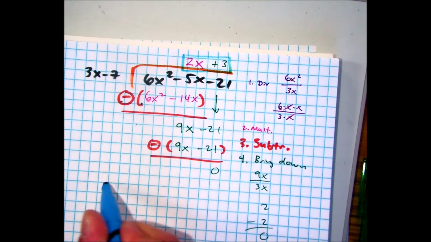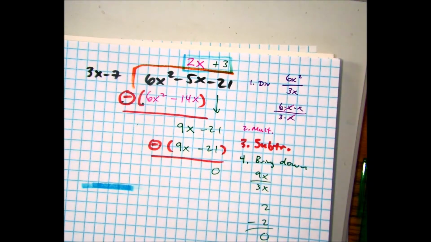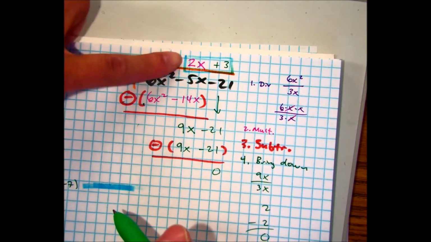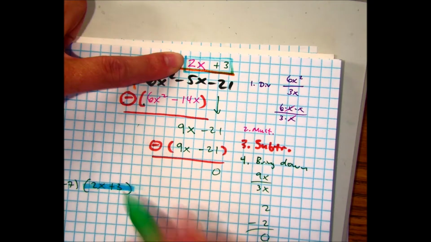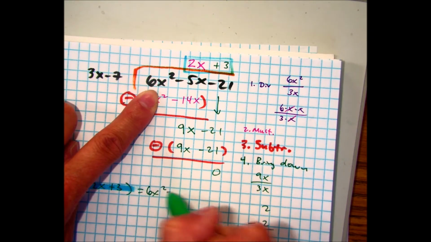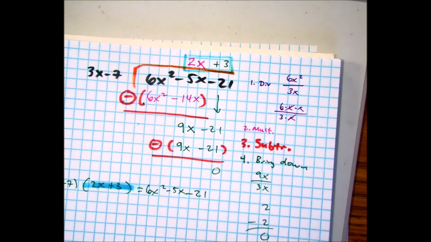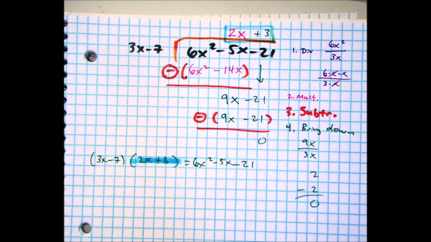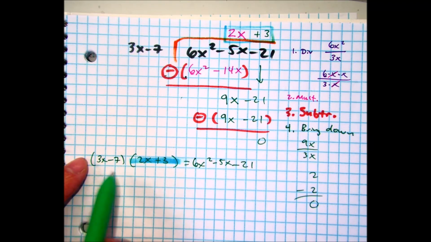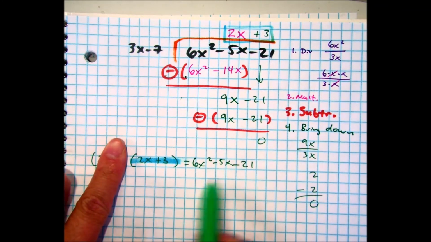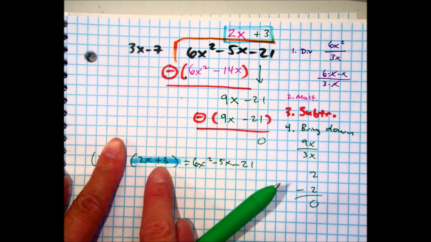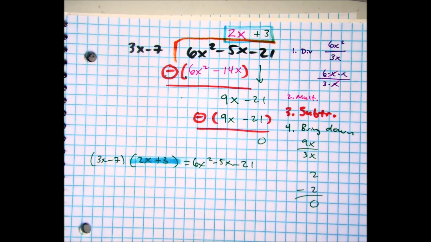Let me talk about that answer for a second. 3x minus 7 and 2x plus 3. If I multiply those together by FOIL, I'm going to get 6x squared minus 5x minus 20. Let's just say I want to move this expression over. I would divide both sides by 3x minus 7. This side would cancel. If I divided this side by 3x minus 7, I get 2x plus 3. Do you see that?